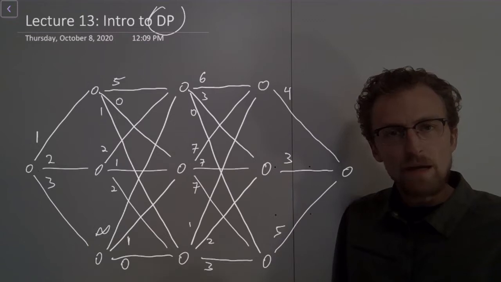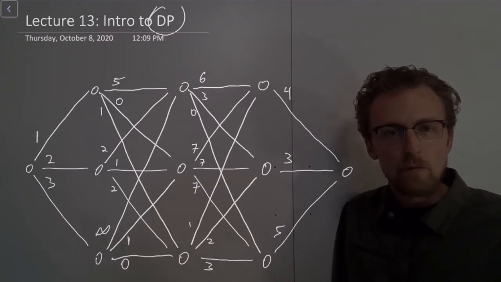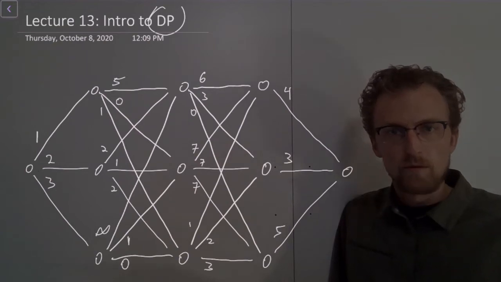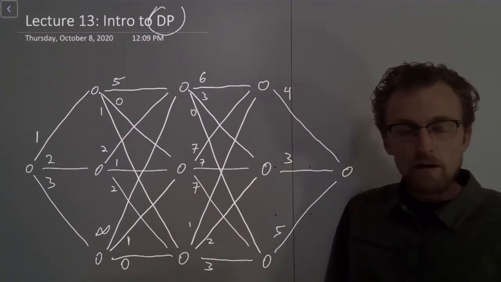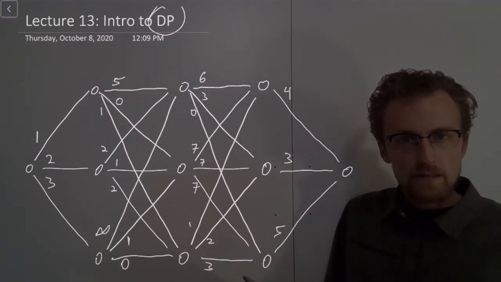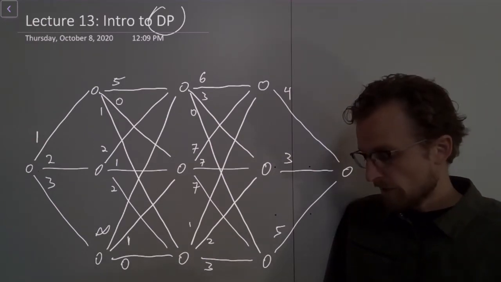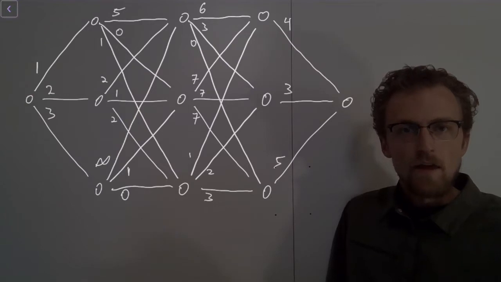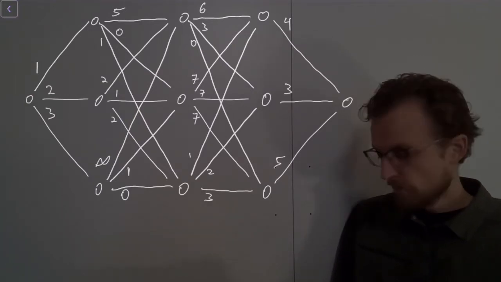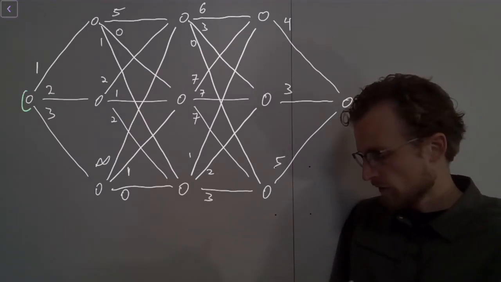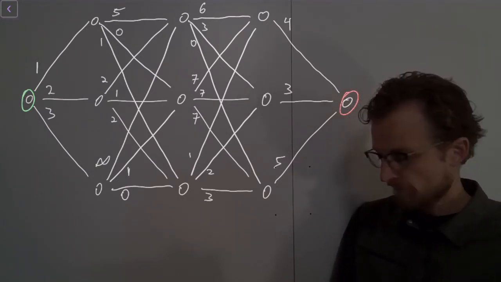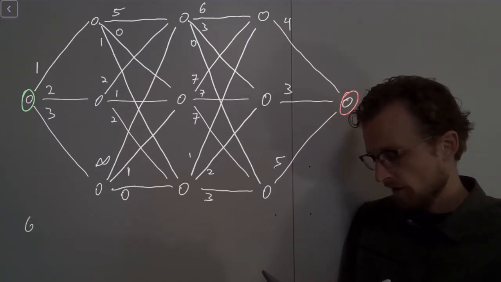The basic concept of DP is something that I want to illustrate to you using a shortest path problem in a graph. Here I've drawn this graph. It looks a little bit crazy and a little bit hard to parse. But what we want to do is identify a shortest path from the start node, which I'll circle in green, to the end node, which I'll circle in red. So our goal is to find a shortest path.